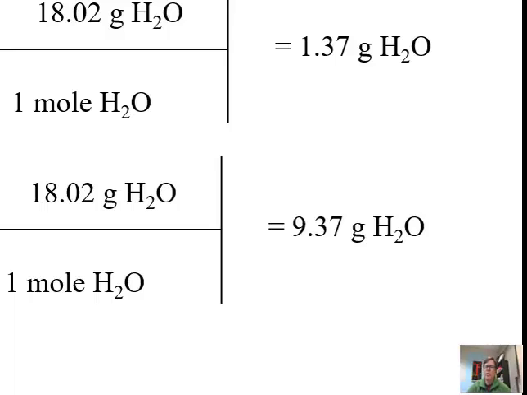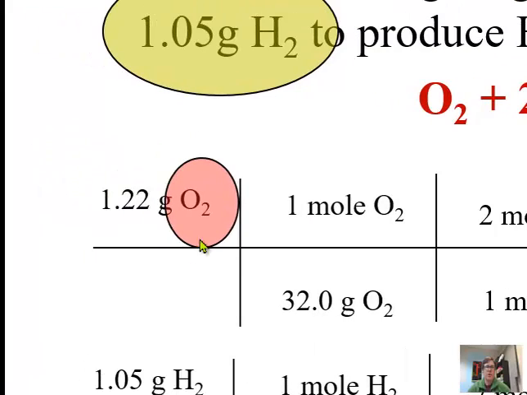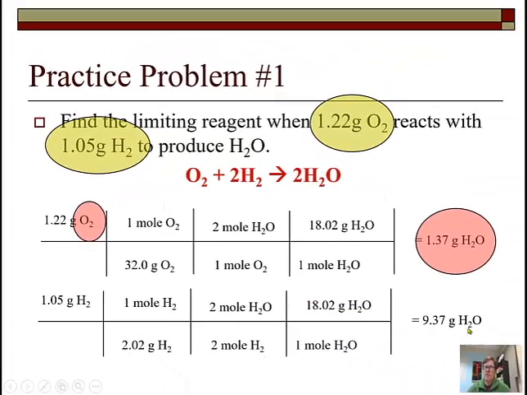Okay, so if I was asking how much we'd produce, 1.37 grams of water, and oxygen is going to be our limiting reactant. It stops. Once this 1.22 grams is used up, we're not going to make any more water, so we just ignore this.